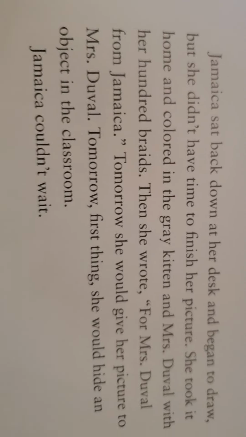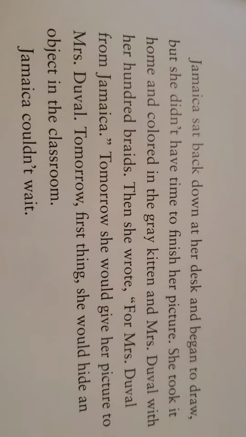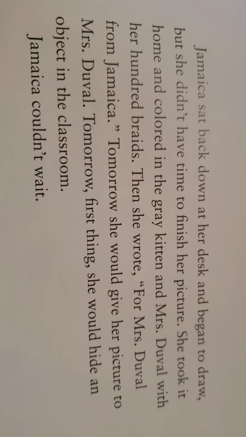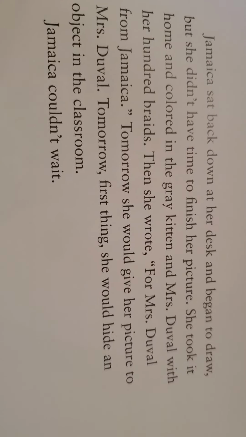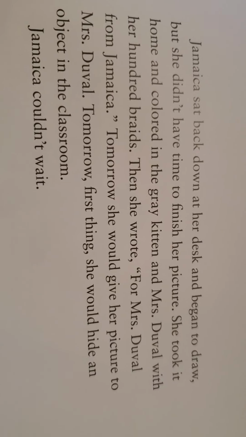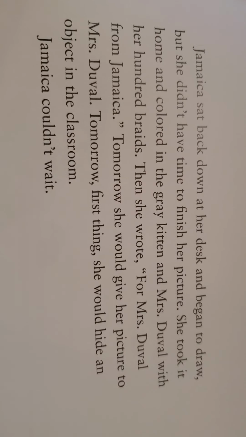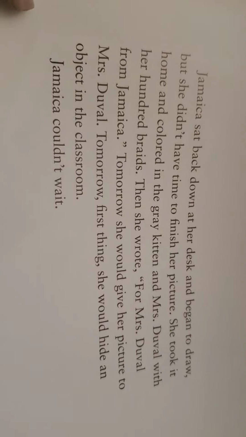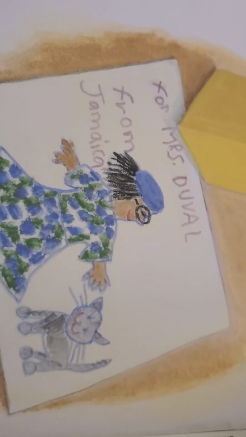Jamaica sat back down at her desk and began to draw, but she didn't have time to finish her picture. She took it home and colored in the gray kitten and Mrs. Duval with her 100 braids. Then she wrote, "For Mrs. Duval from Jamaica." Tomorrow she would give her picture to Mrs. Duval. Tomorrow, first thing in the morning, she would hide an object in the classroom. Jamaica couldn't wait.